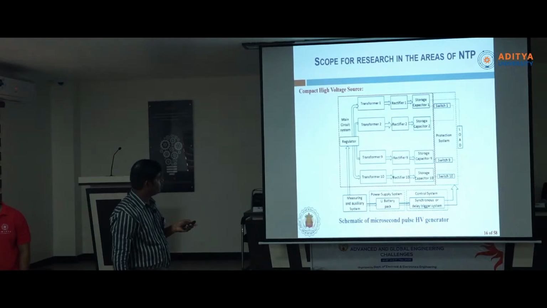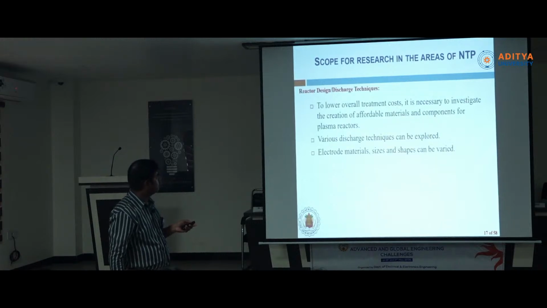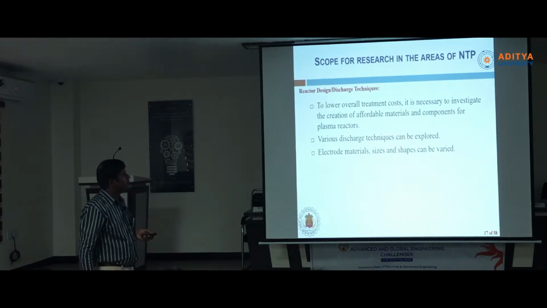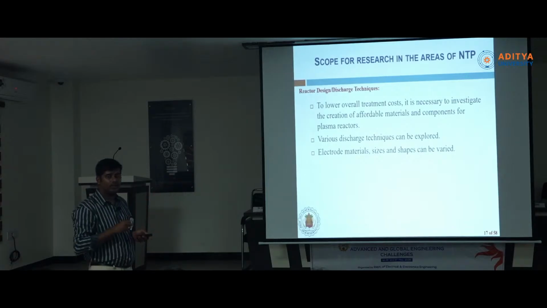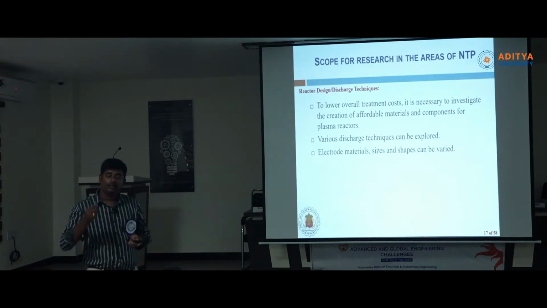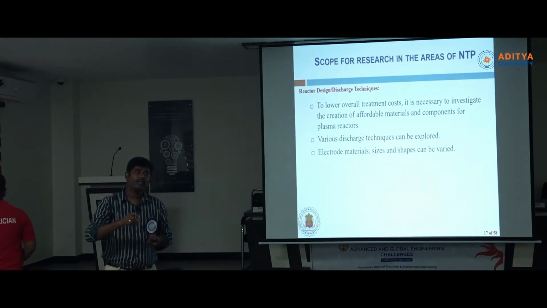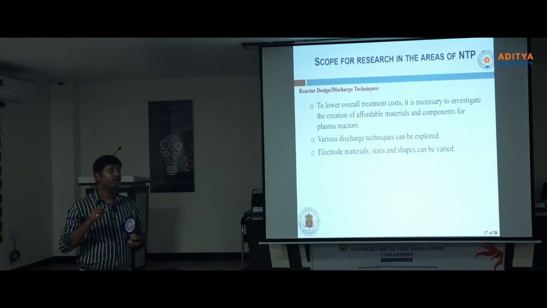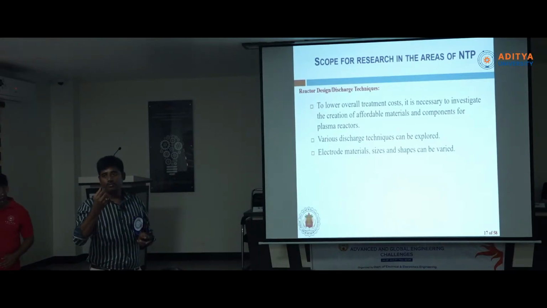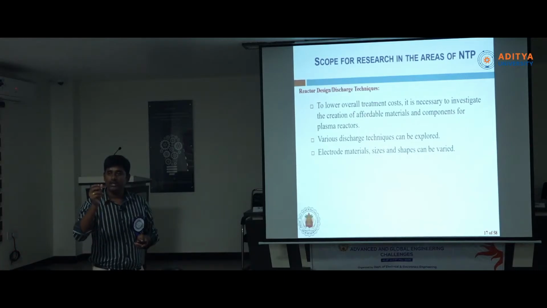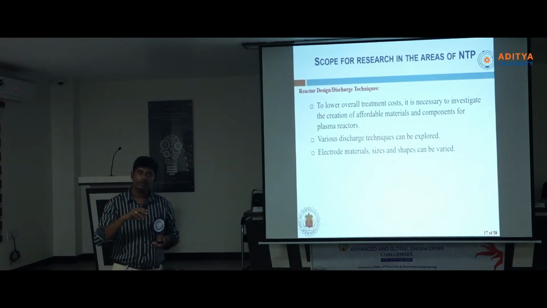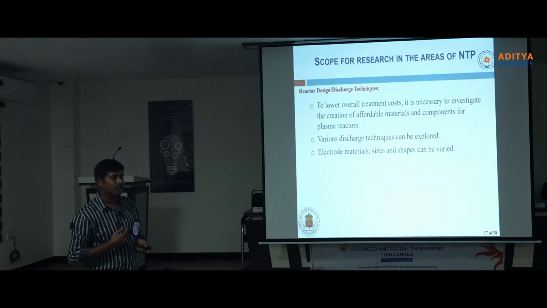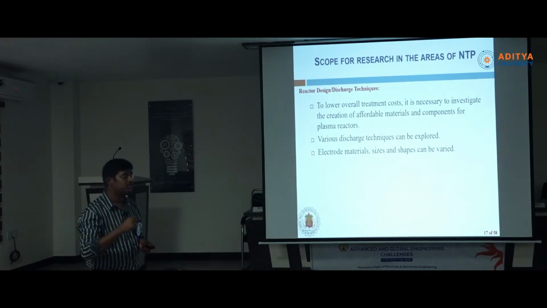This is another circuit. Then the multiple transformers you can add in cascaded manner to get a high voltage. Then reactor designs, the material we are using inside the reactor. For example, the electrode, as I told you, can be placed concentrically inside the glass tube. Then the material we are using for these electrodes can be stainless steel or copper or aluminum. So by changing the material, what is the efficiency of the treatment? How is it getting affected? This is a research area.